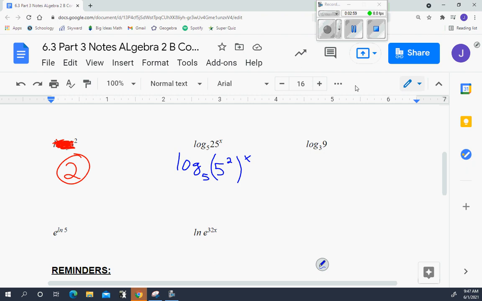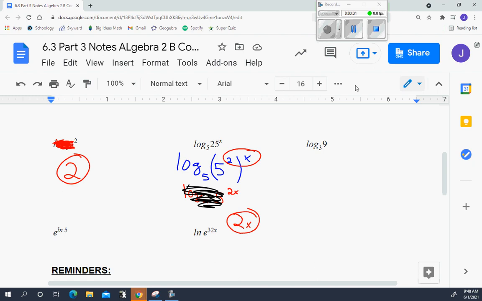Now, we've done this stuff before. We've had exponents outside of parentheses, and what do we do with these exponents? We multiply them. So really we have log base 5 of 5 to the 2x, and I don't need the parenthesis anymore. Now look what I can get rid of. These 5's cancel out. What's left? 2x.